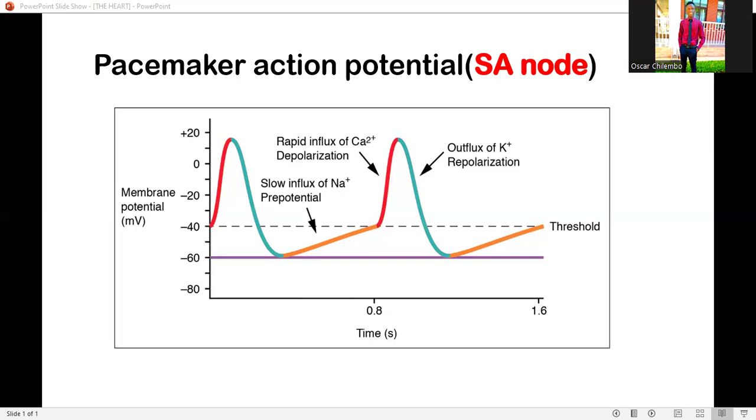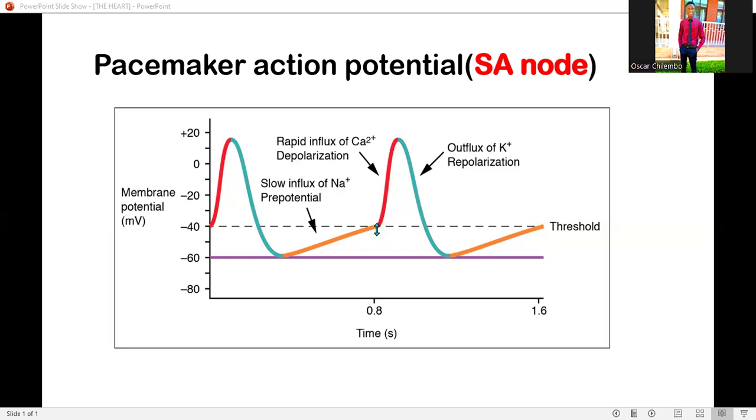So whenever you're asked a question to describe the pacemaker action potential, we actually want to investigate how the SA node manages to generate this electrical impulse or action potential, which will cause depolarization, hence leading to contraction. Now, if you look at this graph, we have the membrane potential in millivolts, and we have time. So we plot membrane potential against time. We are only going to concentrate from 0 up to 0.8 seconds. This is a complete cycle of the pacemaker action potential.